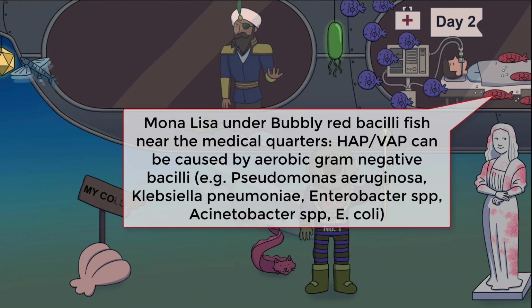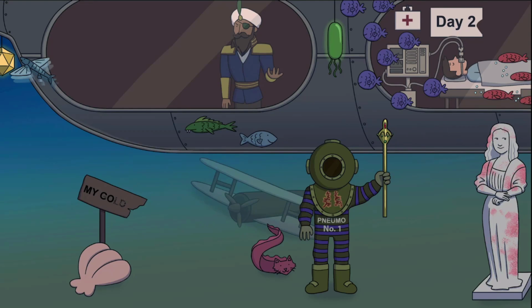Let this school of bubbly, red, rod-shaped fish swimming by the medical quarters of the ship represent the common aerobic gram-negative bacilli, including Pseudomonas aeruginosa, Klebsiella pneumoniae, Enterobacter and Acinetobacter species, and E. coli. The statue of Mona Lisa below represents Pseudomonas, frequently reported as the most prevalent bug in this category.